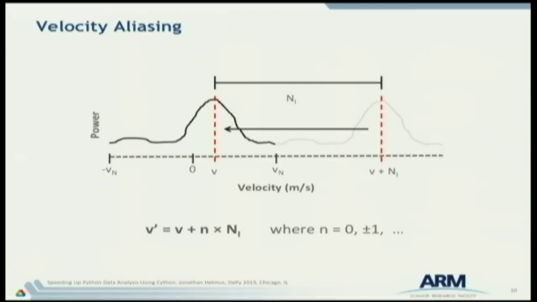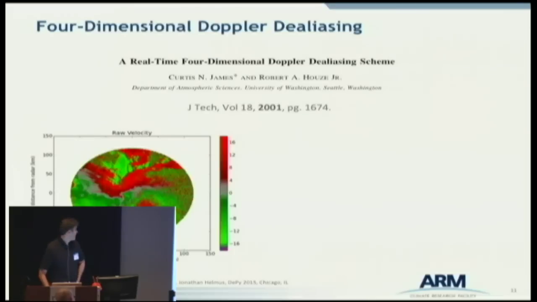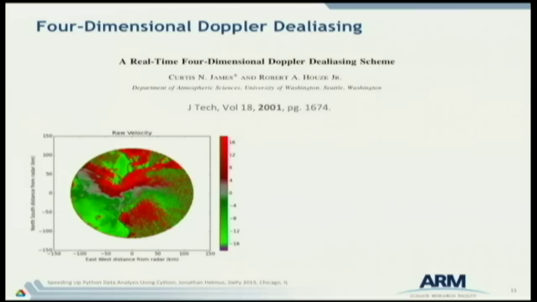And it turns out there's all kinds of algorithms out there that do this. One of our favorites is from the University of Washington. It's the real-time four-dimensional Dealiasing scheme. We call it 4DD. What this looks for is it looks in the three spatial dimensions, so up, down, left, right, top, bottom. And then it also looks in time. And it basically tries to minimize the gradient of the velocities in all those dimensions. What we like too is it's available in a source that we can include in PyArt.